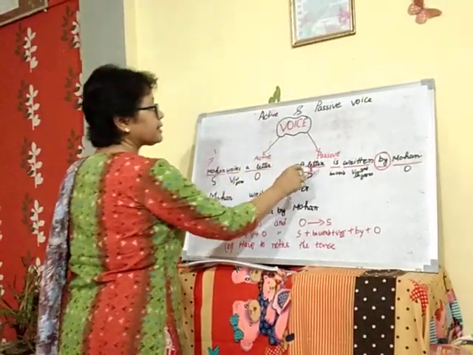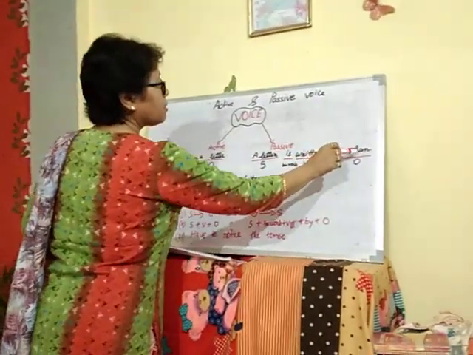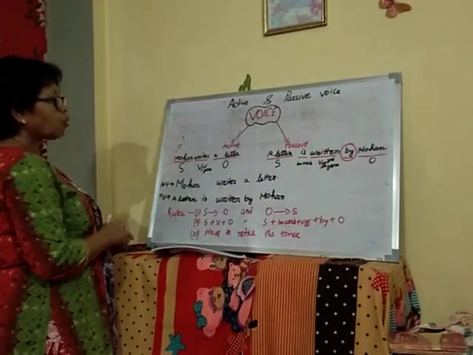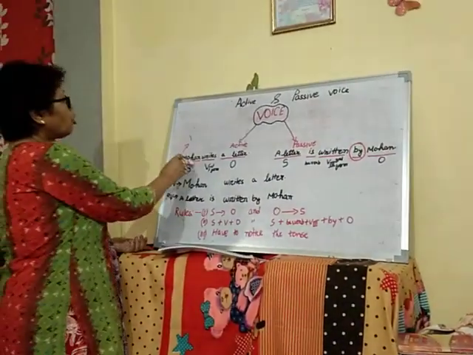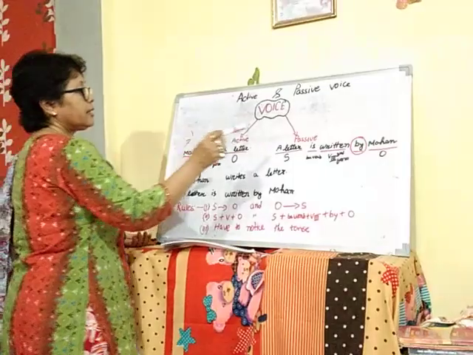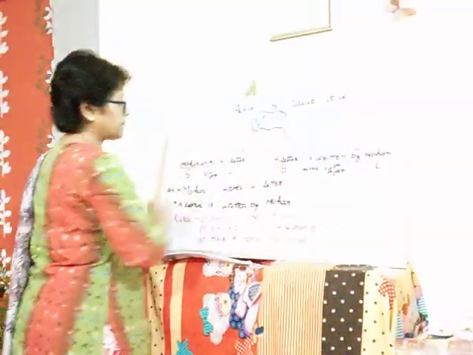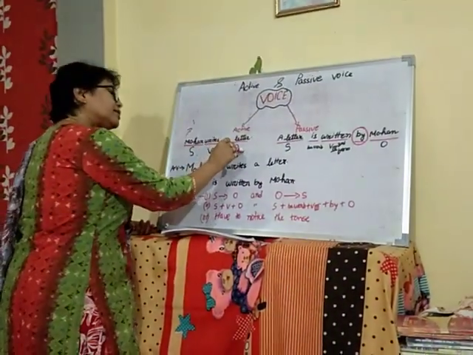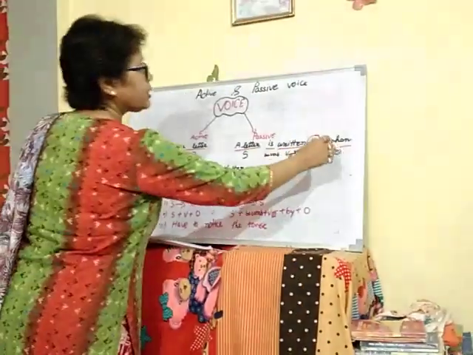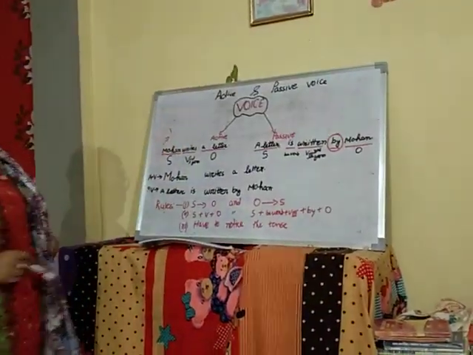Then next, in the passive voice, the same sentence we have changed into the passive voice. Here, a letter is written by Mohan. Now you see what happens. Here Mohan is subject. Here a letter is subject. Here a letter is object. Here Mohan is object. You see the differences.